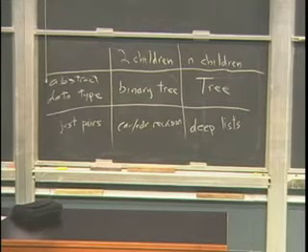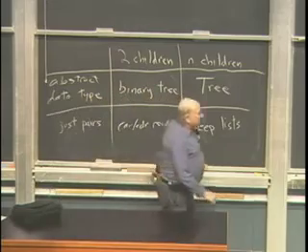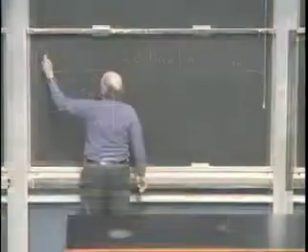So the last piece of that chart that we haven't talked about is car-cdr recursion, which I am going to get to, I guess, right now. So let's take my favorite list of lists.